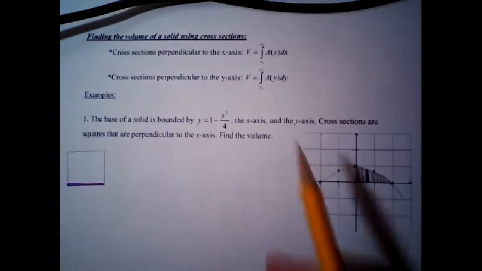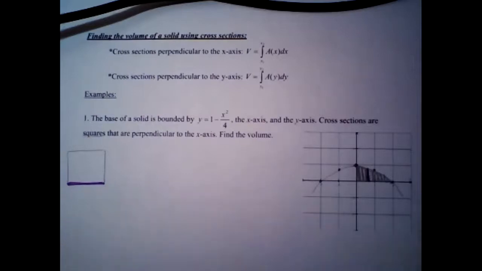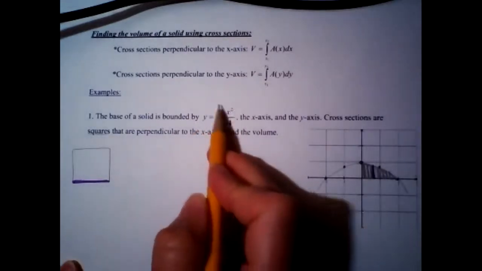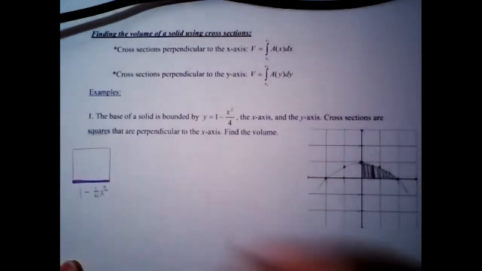Since they said perpendicular to the x-axis, it's going to be a dx problem. And the base of this shape is upper graph minus lower graph, just like we did with the areas. It's either going to be upper minus lower or right minus left. The upper graph is this parabola. The lower graph is the x-axis, which is just 0, so you can pretty much ignore that. And so the base of this square is 1 minus 1/4 x squared. So that is the base of our shape.